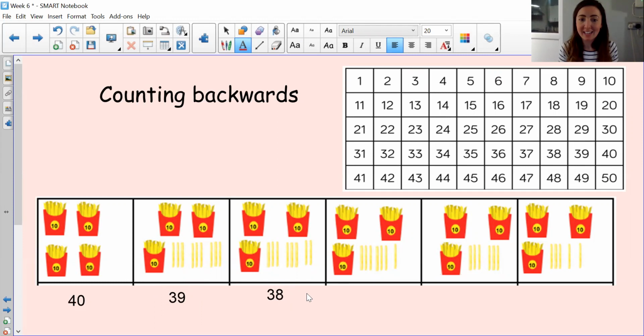Now, can you pause the video here to see what the next 3 numbers are going to be if we're counting backwards? Okay, so we've got 40, 39, 38, then 37. Did you get that? And 36 and 35. I'm checking on the 100 square. 40, 39, 38, 37, 36, 35. Okay, did you remember to count the chips as well to check? Good, I hope so.